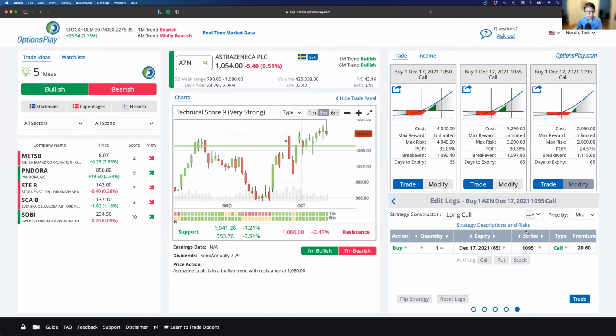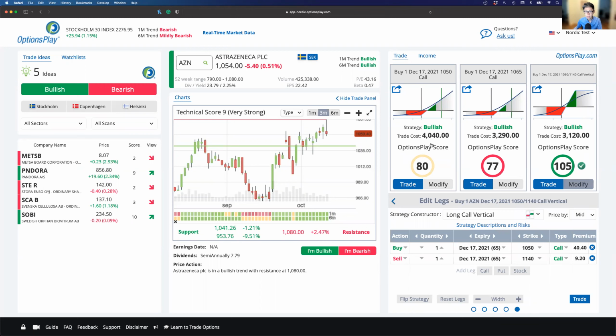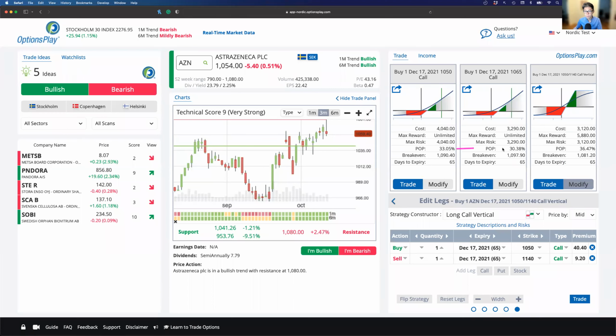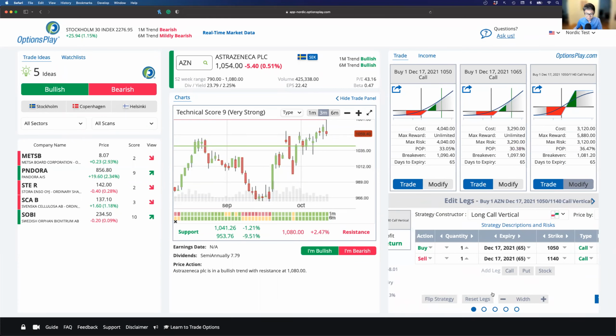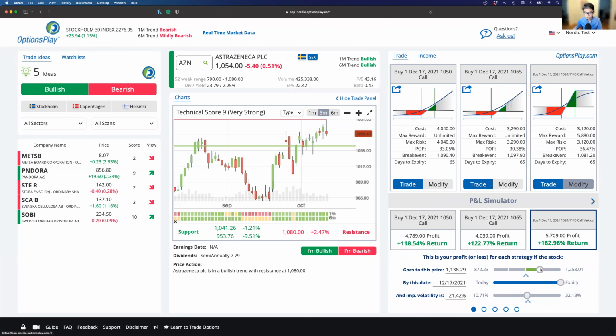That's exactly what we're hoping to do here with the vertical spread. We're still going to buy the December 1050 for 4,040 crowns, but we're also going to sell an out of the money call option against it and collect, let's say, 920 crowns. That reduces the trade cost from 4,000 crowns to 3,100 crowns, and it also improves the probability of profit from 33% to 36%. It's not a huge improvement, but it's a small improvement.